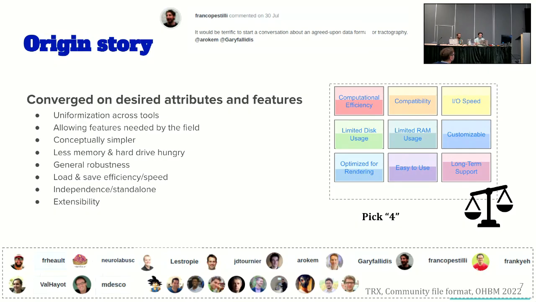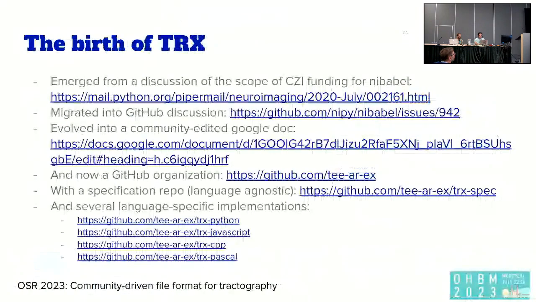And extensibility, of course. So it became a long discussion here. So here's the whole sequence of things that happened from there. There was this original mailing list conversation migrated into a GitHub discussion, which then evolved into a community-edited Google Doc where people really started hashing out the details of this file format, and eventually became a GitHub organization under which there is a specification repo that's language agnostic of what this file format is.